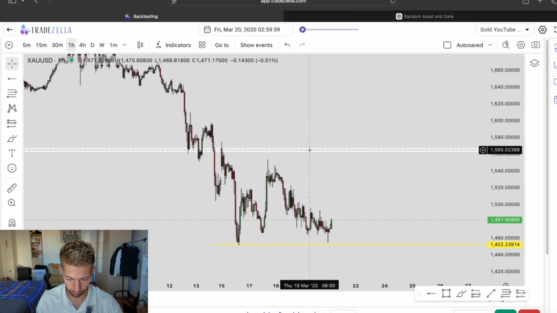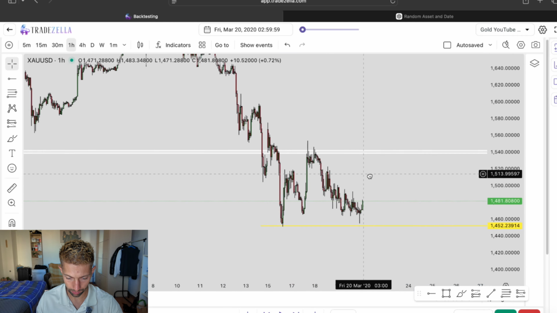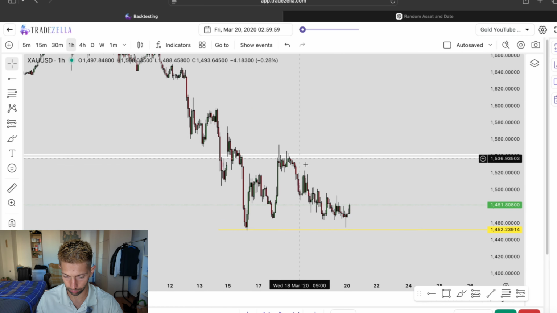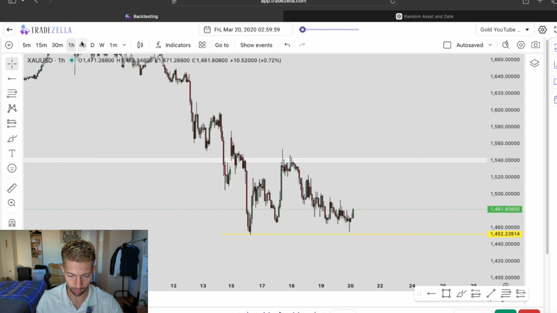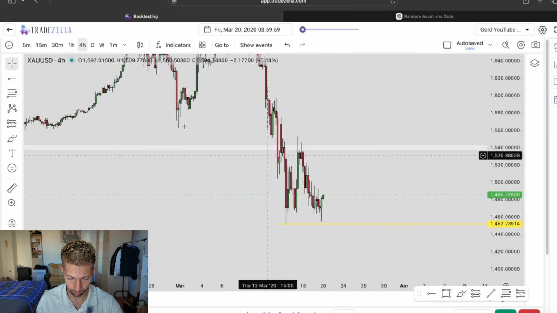Cool. So right now, if you break this, I'm going to be looking to buy this market, because that will be a structure shift on the bigger time frame, H4. So hey, let's see.